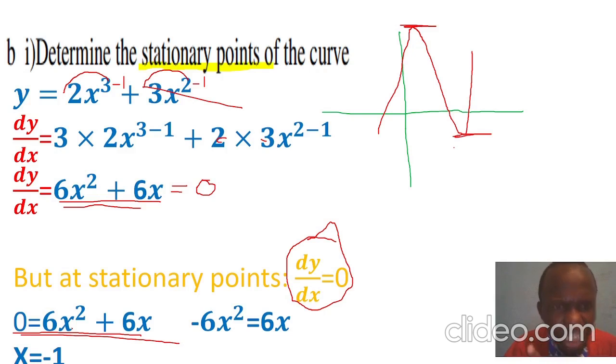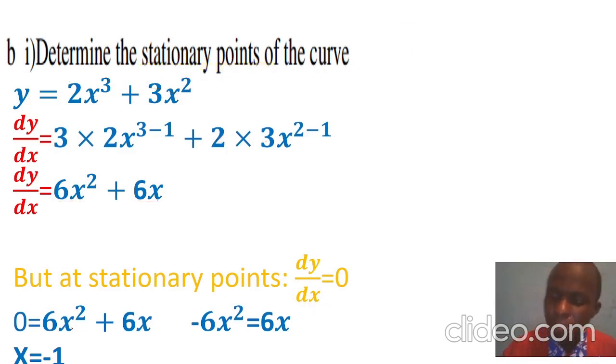Now the main idea here is to get the value of x. Now that we have already equated the gradient function with 0, it is time to get the value of x, because for the stationary point we are being asked for the coordinates, so we have to get the x coordinate first. So the x is -1. What is next? Like I have said, we need to get a coordinate.